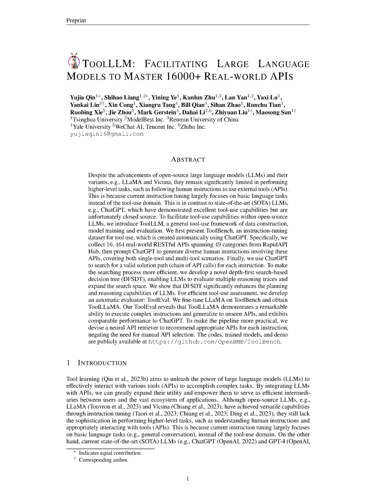Section 1 Introduction. We aim to enhance the capabilities of large language models, LLMs, to interact effectively with various tools, such as APIs, to perform complex tasks. By merging LLMs with APIs, we can significantly increase their usefulness, enabling them to act as efficient intermediaries between users in a wide range of applications.